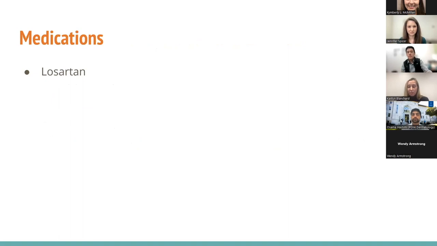Medications, again, a really short medication list for her. She's just on Losartan for her high blood pressure.